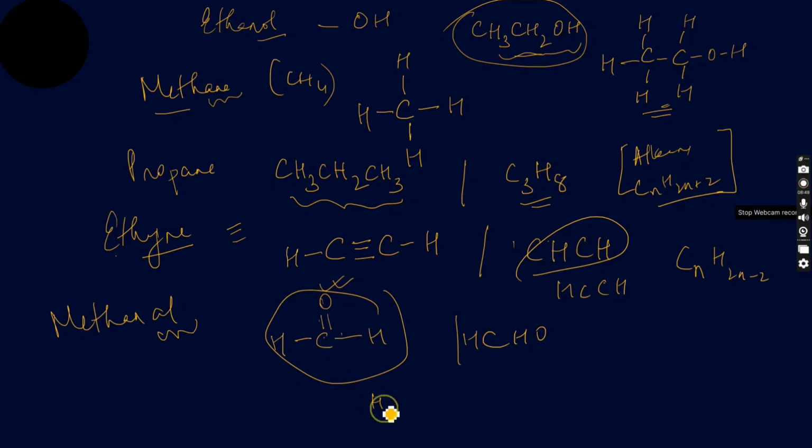Now we can draw that way also, this way also. We can put a double bond O on the right hand side, but this is more preferable. Now coming to the next question. Convert the following condensed formula into structural formula.